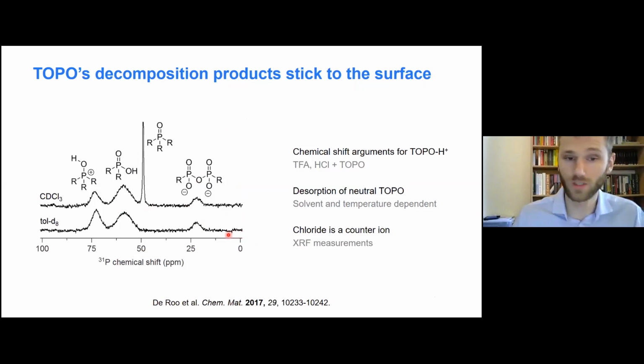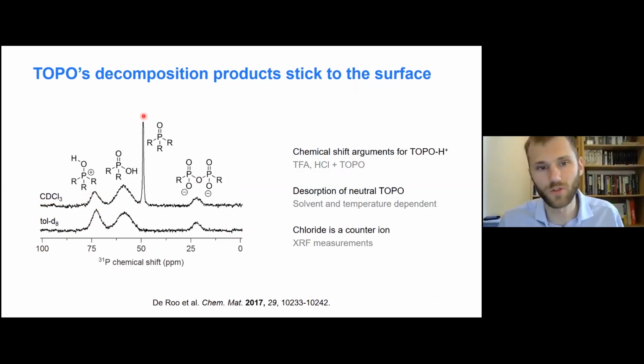And what did we expect? If we expected TOPO to be bound to the surface, then we would have expected one single peak in the phosphorus spectrum. We don't see that. We see three different peaks in toluene. And in chloroform, we even see a fourth. And that actually means, if you look here at the intensities, that this particular peak decreased in chloroform and this particular peak appeared.